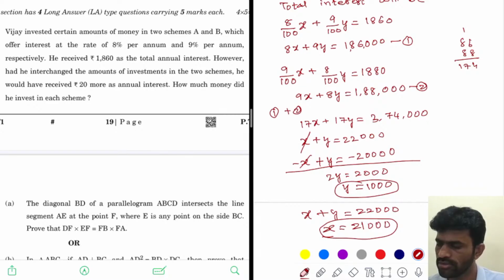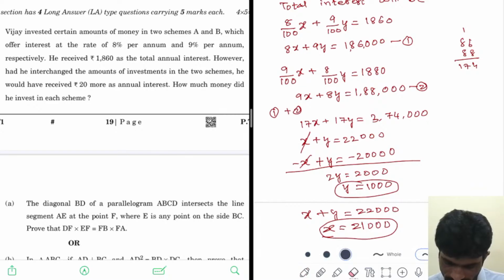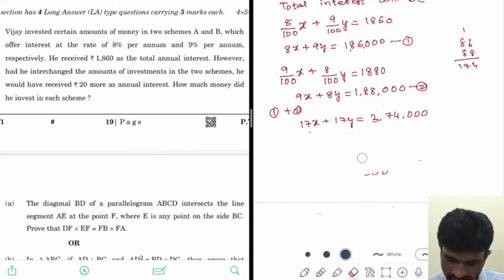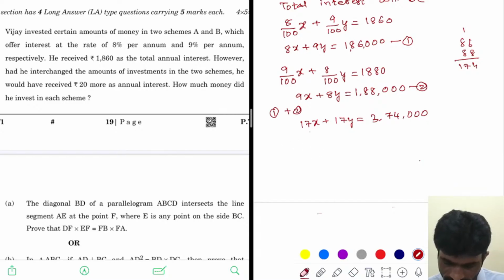Oh, a small change. From here I went wrong. 17x plus 17y is equal to 3 lakh 74,000. Now after division you get x plus y is equal to 22,000. That is correct.